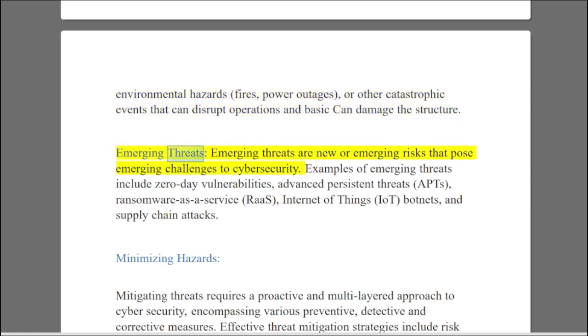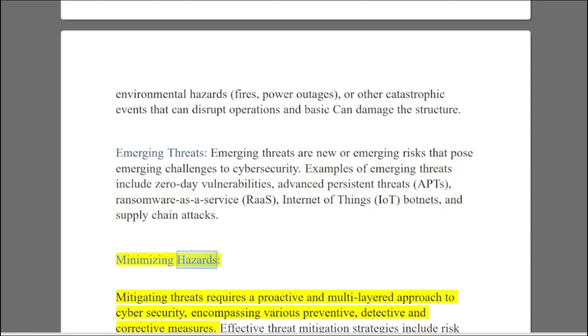Emerging threats. Emerging threats are new or emerging risks that pose new challenges to cybersecurity. Examples of emerging threats include zero-day vulnerabilities, advanced persistent threats (APTs), ransomware as a service (RaaS), Internet of Things (IoT) botnets, and supply chain attacks.